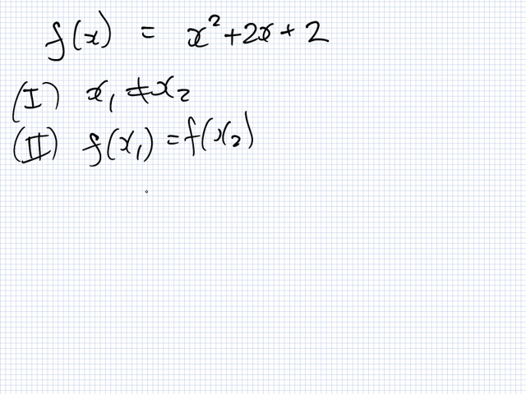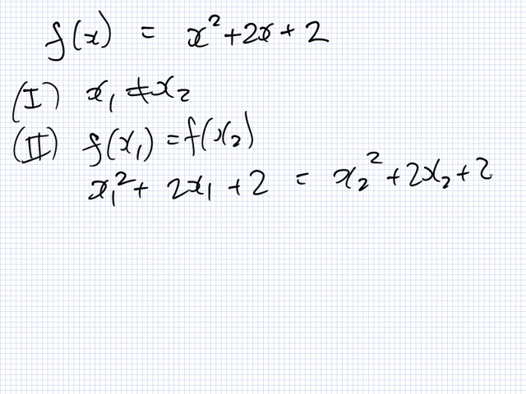So let's see. x1 squared plus 2x1 plus 2 equals x2 squared plus 2x2 plus 2. What can I cancel on the left and the right? The 2. So now I have x1 squared plus 2x1 equals x2 squared plus 2x2. So far this is okay?